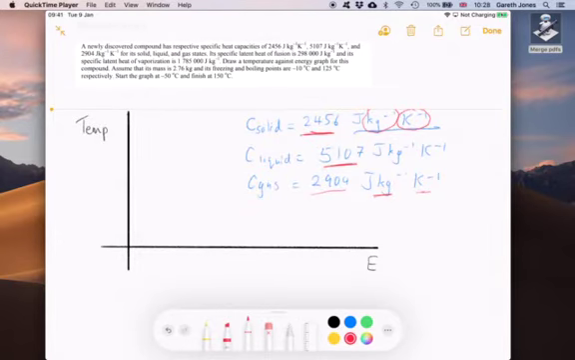So what this tells me then, when I draw my graph, is that I need a little bit of energy, and the temperature goes up quite quickly. I only need a small amount of energy for a large increase in temperature. So it's energy and temperature. Now, after it's melted, now it's a liquid. This gradient is going to be a lot steeper, isn't it?